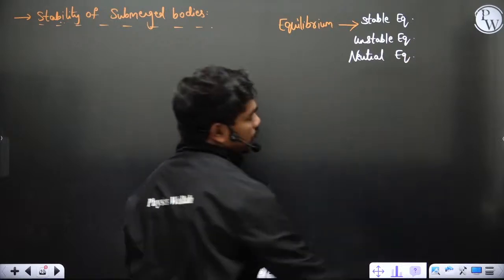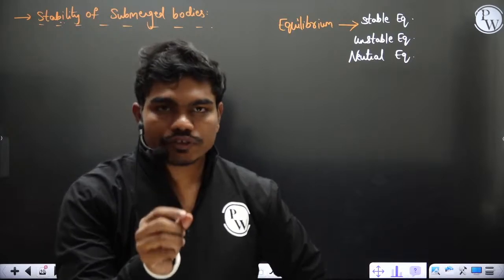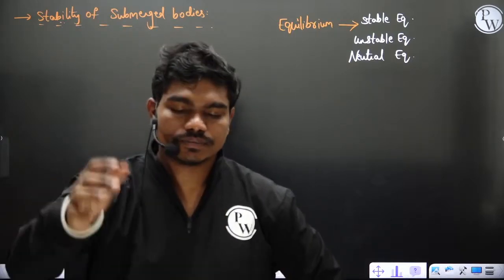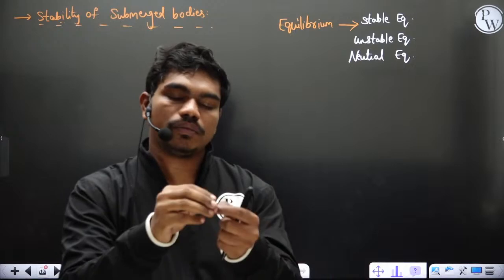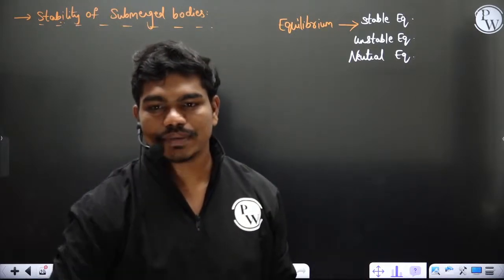What is this stable, unstable and neutral basically, see here. In case of stable, even if you give a small perturbation, okay, fine. So let us suppose even if you give a small disturbance to the body, then definitely the body will again try to get back to its original position.